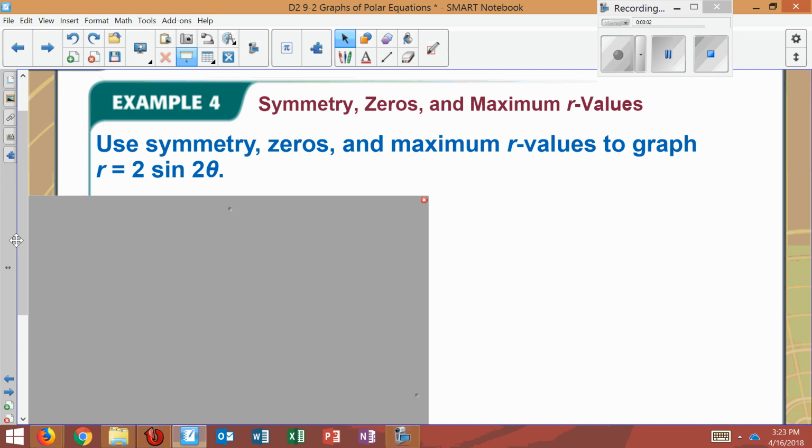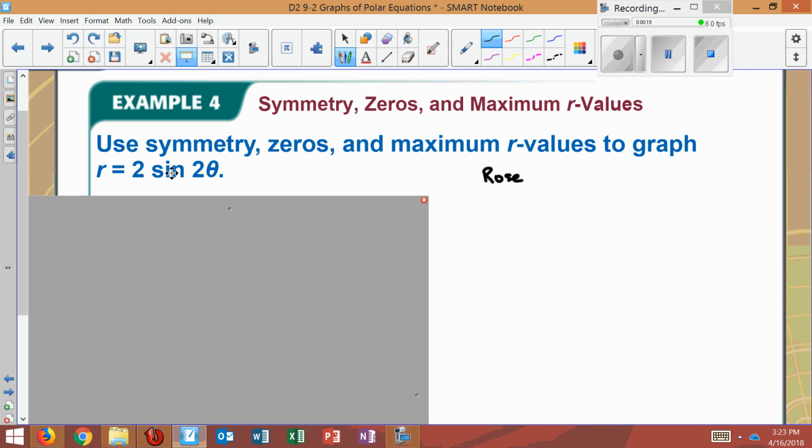Example 4, symmetry, zeros, and maximum r values. It says use symmetry, zeros, and maximum r values to graph r equals 2 sine 2 theta. Now, if you've been tracking, you might notice that this is going to be a rose because we have a 2 here with a theta.